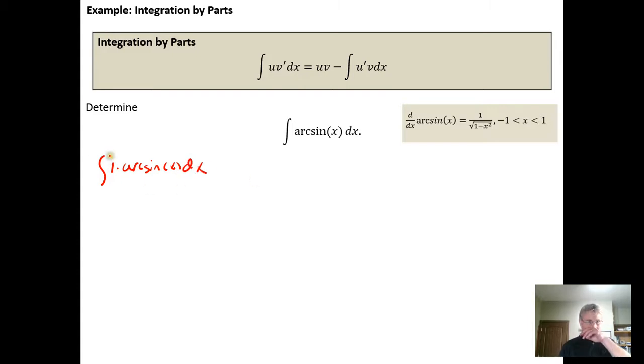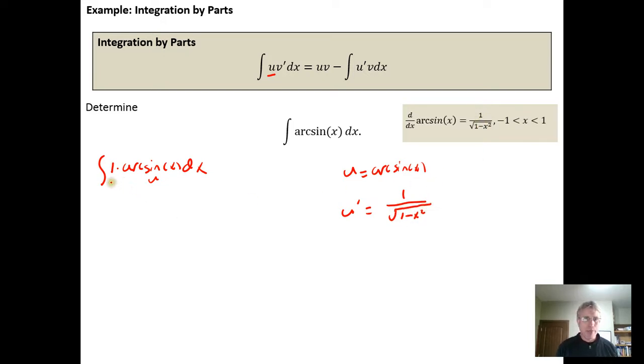And if we do that, then we can let one of the functions be 1 and the other function be the arc sine function. And in this case, if we let u be the arc sine function, we can use a result from last semester where we found the derivative of the arc sine is just 1 over the square root of 1 minus x squared. So this is something we did in Calc 1.